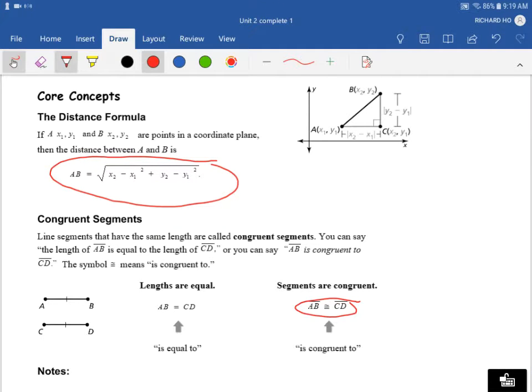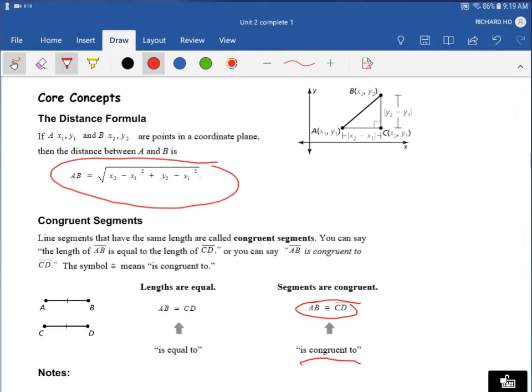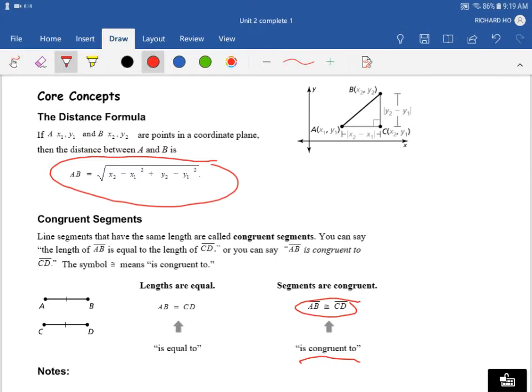Whenever you see this symbol here, that means congruent to. So if that's the case, you can use an equal sign when you're setting up an equation. We'll go into some examples.